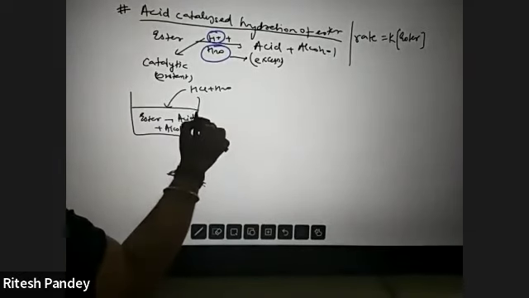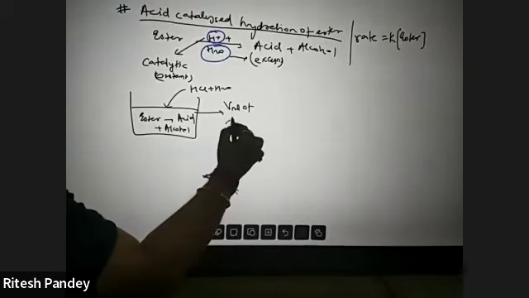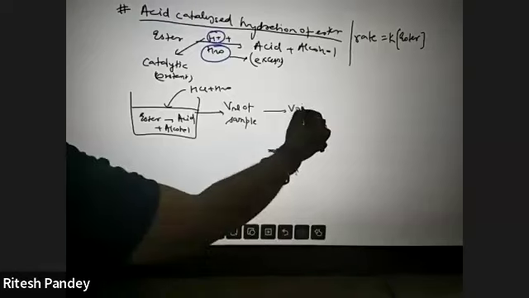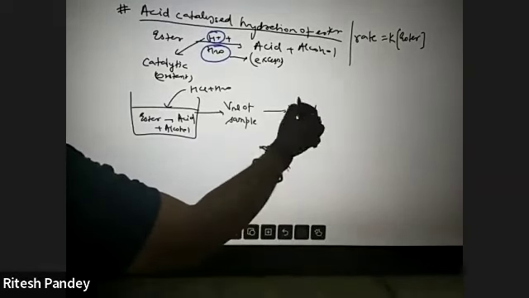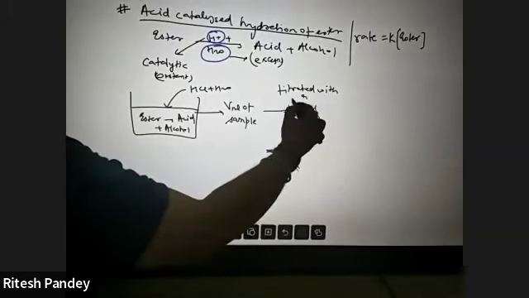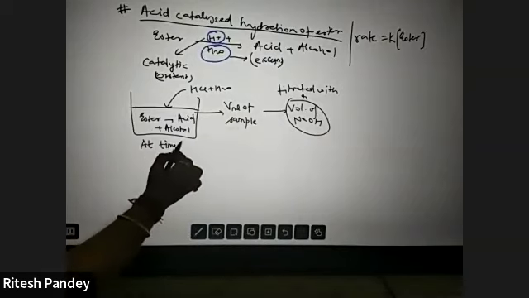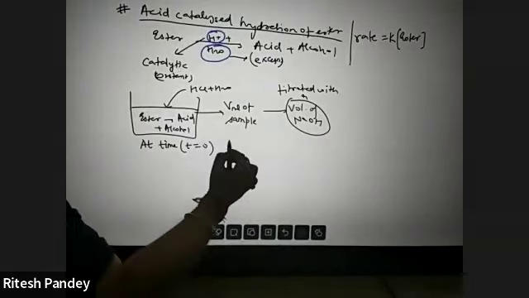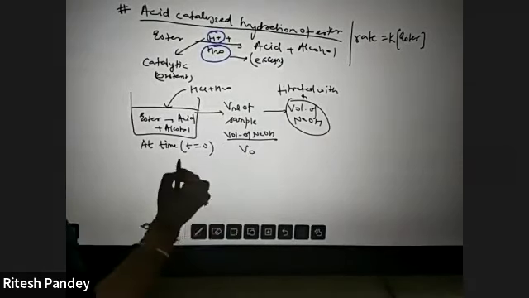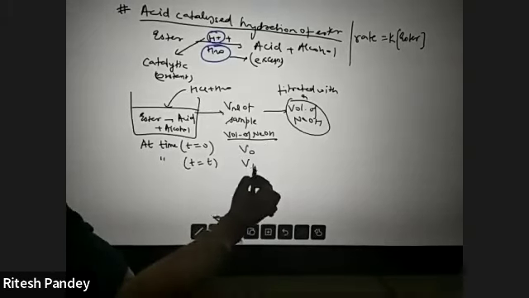At different intervals, I'm drawing a fixed volume, a V mL of the sample, and I'm titrating it with a given volume of NaOH. At time t is equal to 0, the volume of NaOH required is V naught. At time t is equal to t, the volume of NaOH required is Vt.